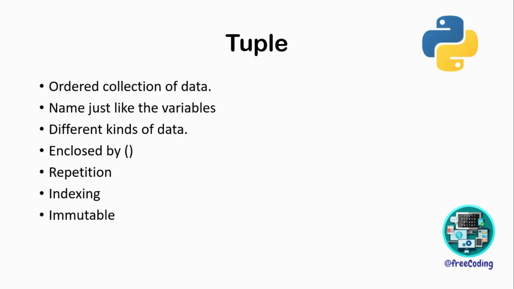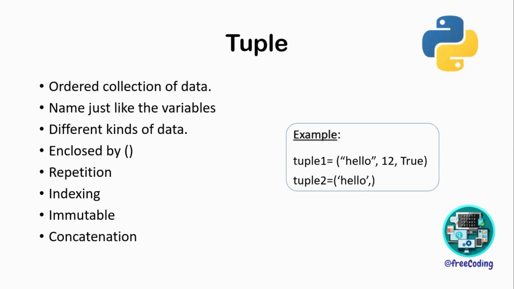You never get to add data to a tuple. You cannot remove items from a tuple. And concatenation is possible. You get to combine tuples together. That's how you could actually add data to a tuple, but it's not a flexible one. It's completely immutable.